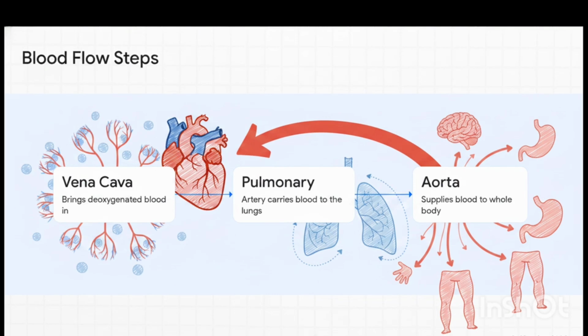So, let's connect all this together and see the logical flow of our biological machine in action. Step 1, it starts with the vena cava, bringing all that deoxygenated blood right into the heart. Step 2, once it's inside, the heart pumps that blood out through a very specific exit highway called the pulmonary artery. That artery carries the blood straight over to the lungs. Once the blood picks up oxygen from the lungs and heads back to the heart, we hit step 3. The aorta takes over to supply this beautifully refreshed blood to the entire body. It's an incredibly organized, perfectly sequenced loop.